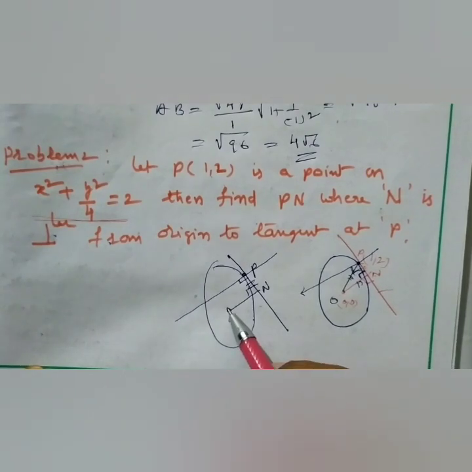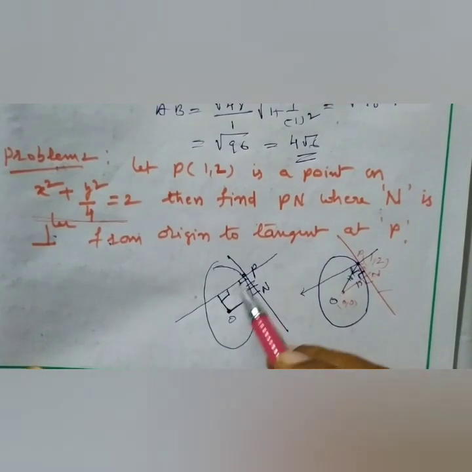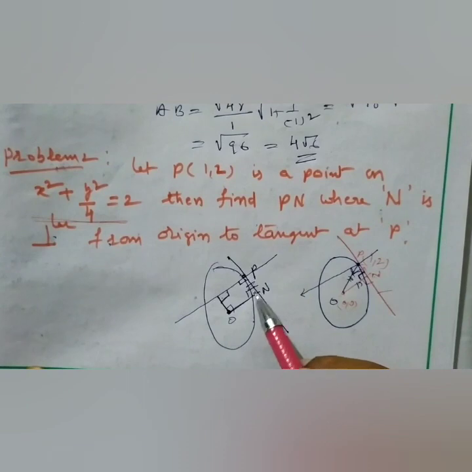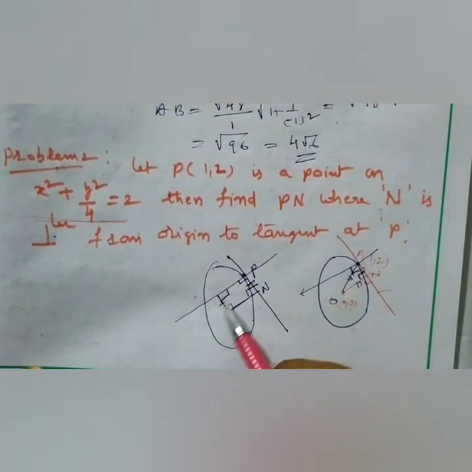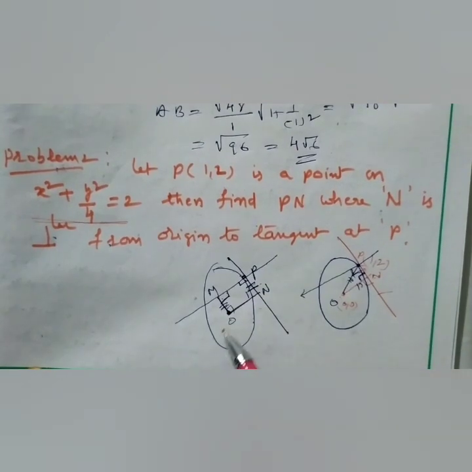Now we need to find another perpendicular from origin to this normal, so that a rectangle is formed. It is a right angle, a right angle, a right angle, a right angle. So it is a rectangle. So in this rectangle, PN is equal to OM. PM is equal to OM is equal to PN.